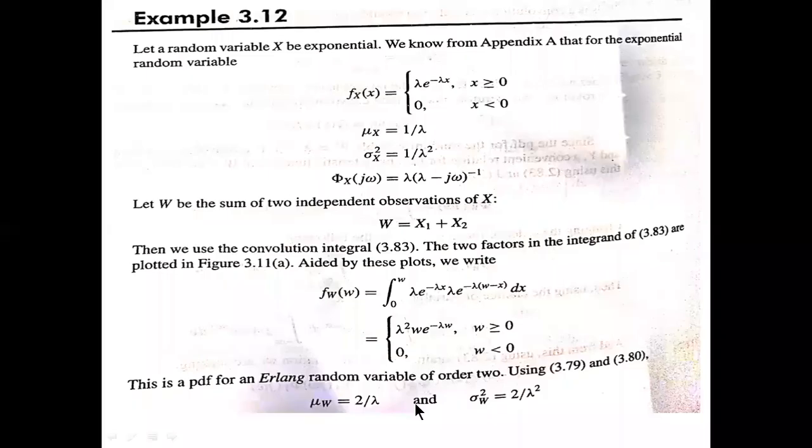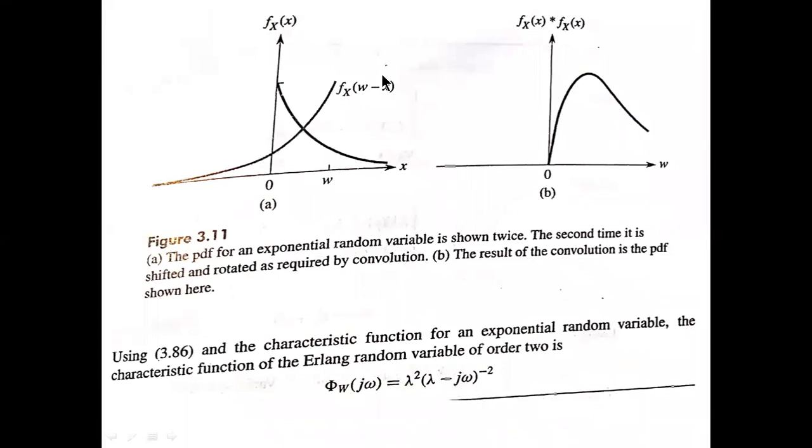So you can see that we have lambda squared. Therefore mu_W will be equal to 2 by lambda, and sigma_W squared is equal to 2 by lambda squared. So this gives us the whole picture: the exponential function f_X(x) and the exponential function f_X(w minus x), and you take the convolution of both of them, and you get the Erlang function, which is like this.